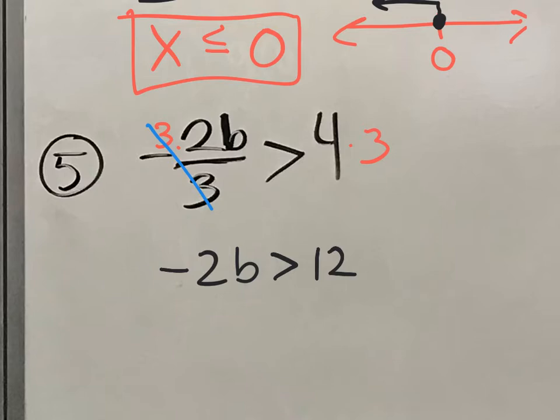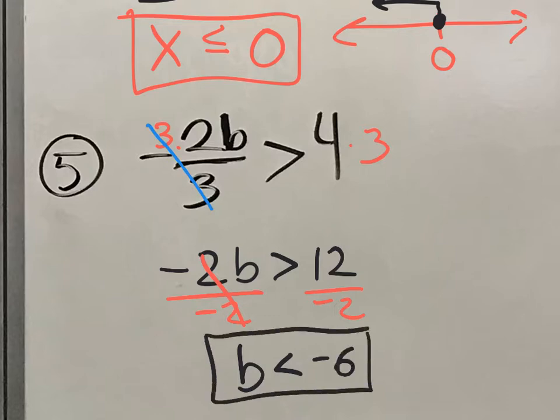Daniela, what would I do next? For my final step, actually. Divide by a negative 2. So, like we said, we're dividing by a negative. Vanessa, what does that mean when you divide by a negative? You flip the inequality symbol. So b is less than negative 6.